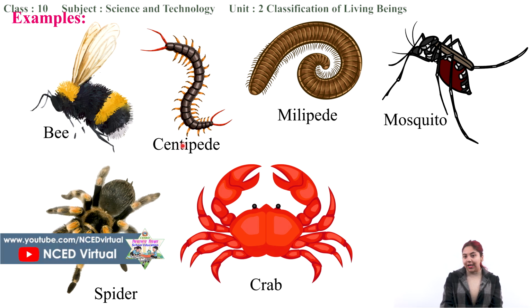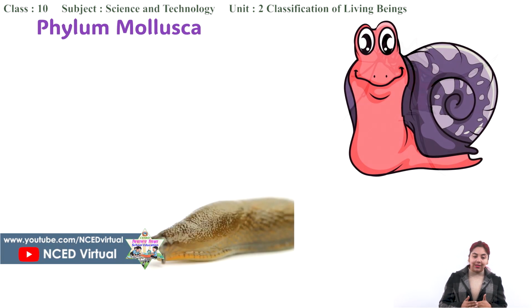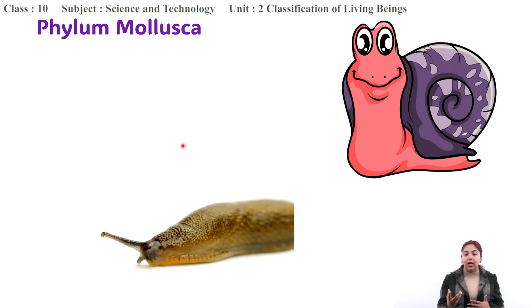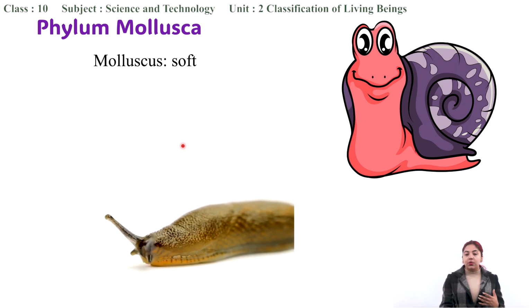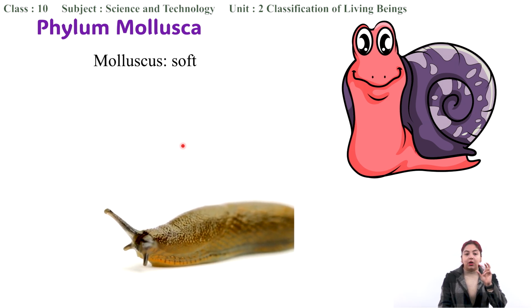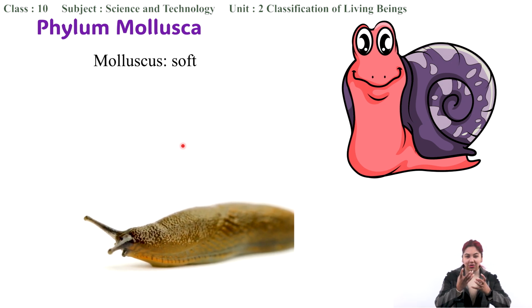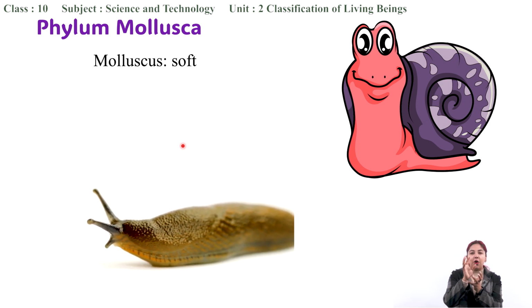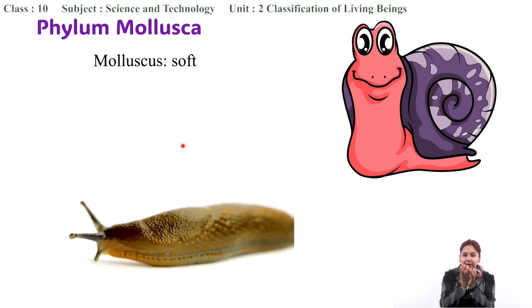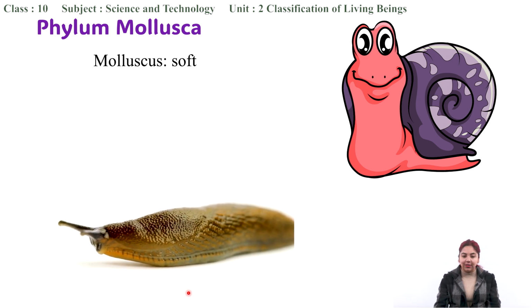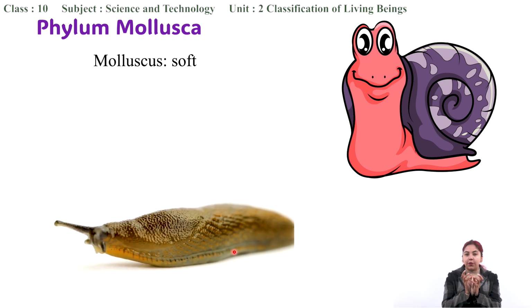So another phylum that we'll cover for today is the phylum Mollusca. Now the word mollusca comes from the word molluscus, which means soft. And you must have seen the body of snail and slug. It has a very soft body. You can see over here as well. It has the soft body. So all the organism that belongs to this phylum has a very soft body.